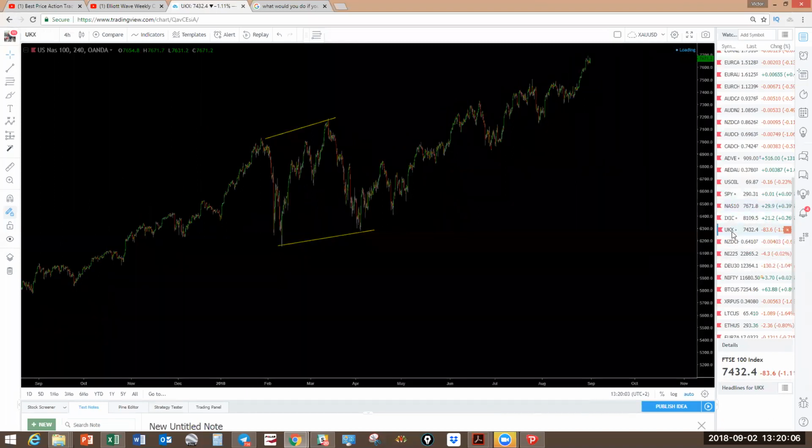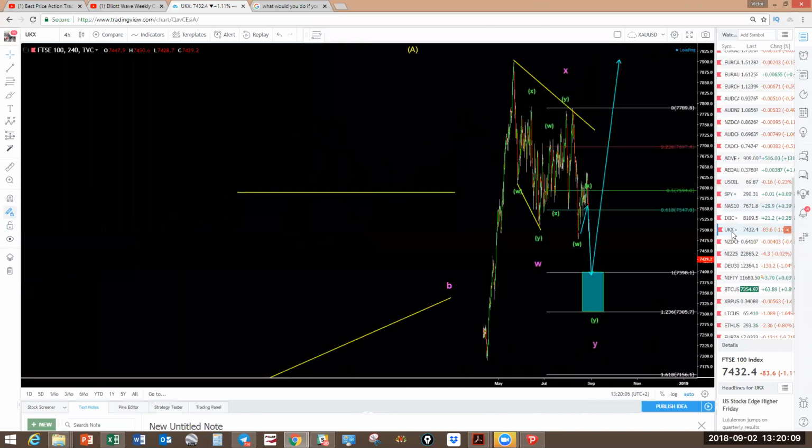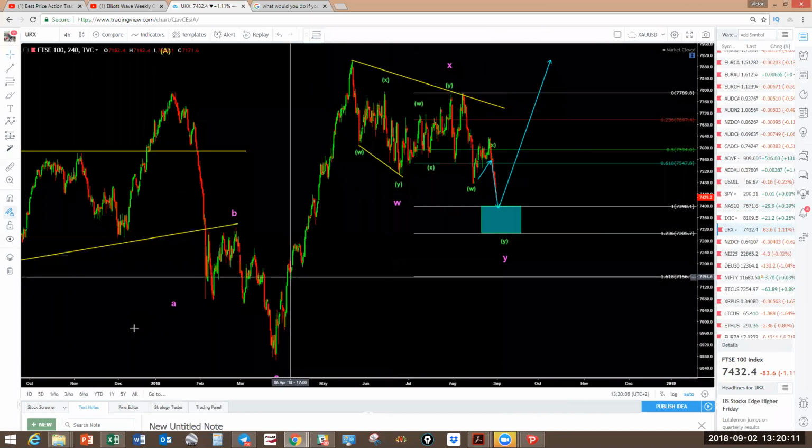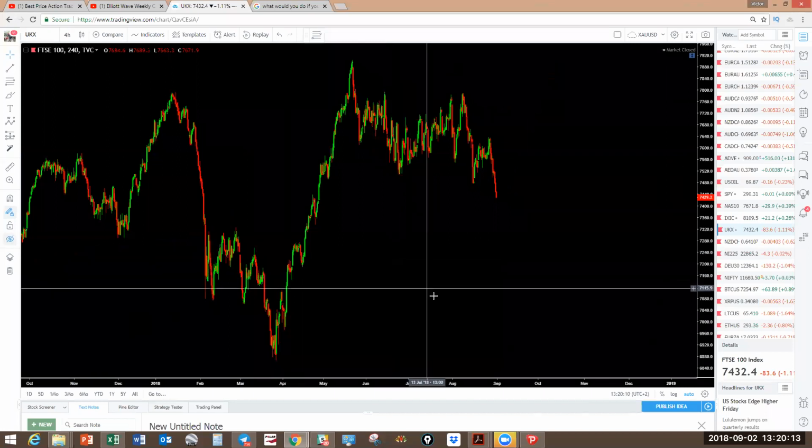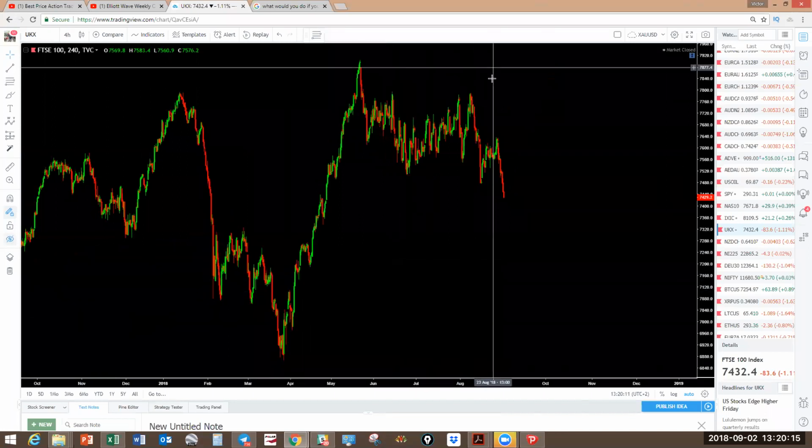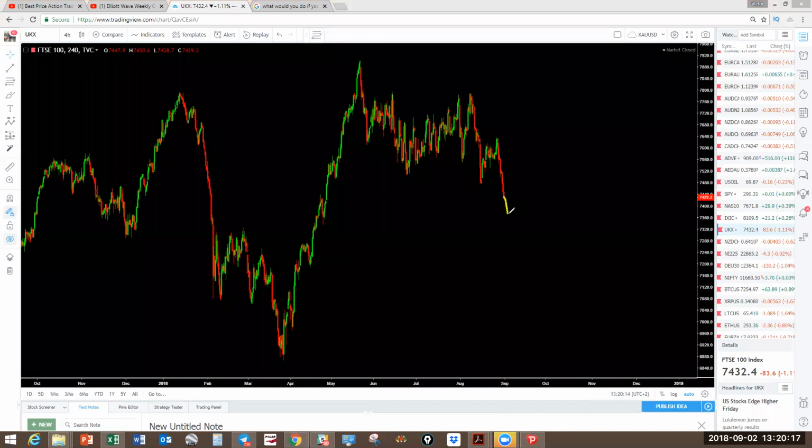UK 100. We've already done with that analysis there. Let's switch this off here. Okay, UK 100 may be coming back down here into the blue box, and then we're going to be expecting a reversal around that level. So we've done this one during the trade recap, as I showed.